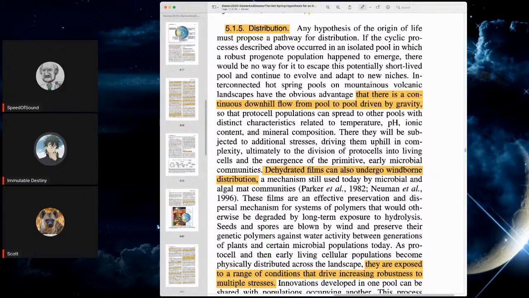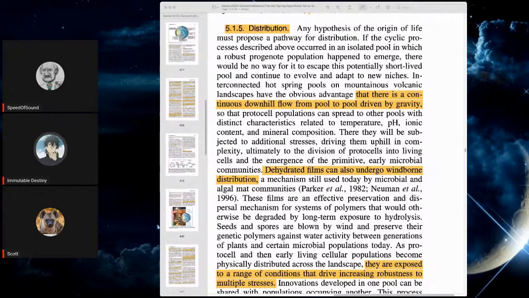Interconnected hot spring pools on mountainous volcanic landscapes have the obvious advantage that there is a continuous downhill flow from pool to pool driven by gravity, so that protocell populations can spread to other pools with distinct characteristics related to temperature, pH, ionic content, and mineral composition. There, they will be subjected to additional stresses, driving them uphill in complexity, ultimately to the division of protocells into living cells and the emergence of the primitive early microbial communities. Dehydrated films can also undergo windborne distribution, a mechanism still used today by microbial and algal mat communities.